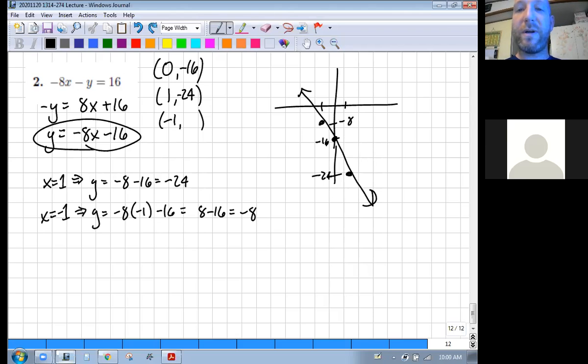What is our slope here? Our slope is negative 8. Remember, that's our rise over run. So whatever point you're at, pick any point to get another point. For every 8 we go down, we go to the right 1. So down 8, going to the right 1.